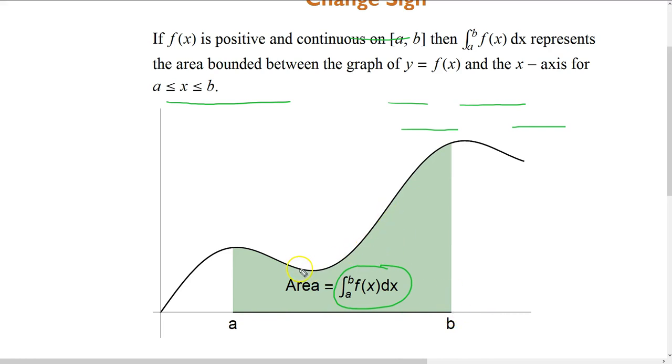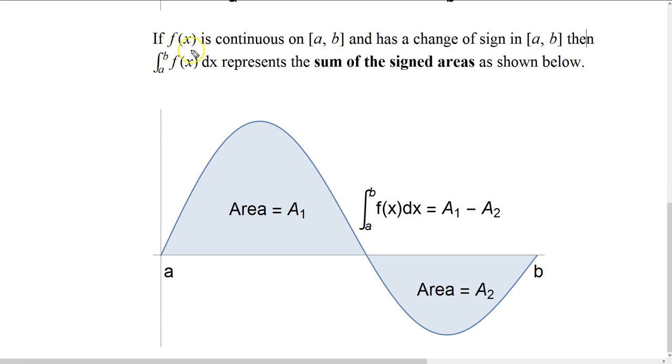Now, if our graph were to dip below the x-axis, then how do we interpret the definite integral? Well, here's how we do it. If we have a function that's continuous on a closed interval ab, and it has a change of sign in that interval, so in other words, the graph might be above the x-axis and then it might dip below the x-axis, then the definite integral from a to b of f of x dx actually represents the sum of the signed areas, as we see below.